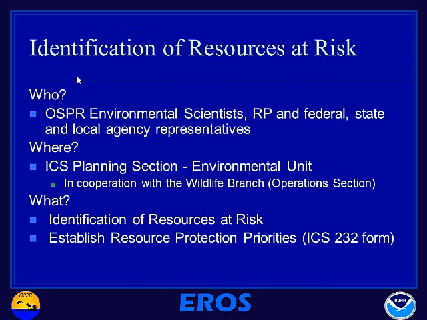So again, resources at risk. Who, for the purposes of this talk, it's me. Where: the environmental unit in the planning section. We identify the resources at risk and establish those priorities on something like this, a 232 form that goes in. That is what we contribute to the daily IAP, the protection prioritization.